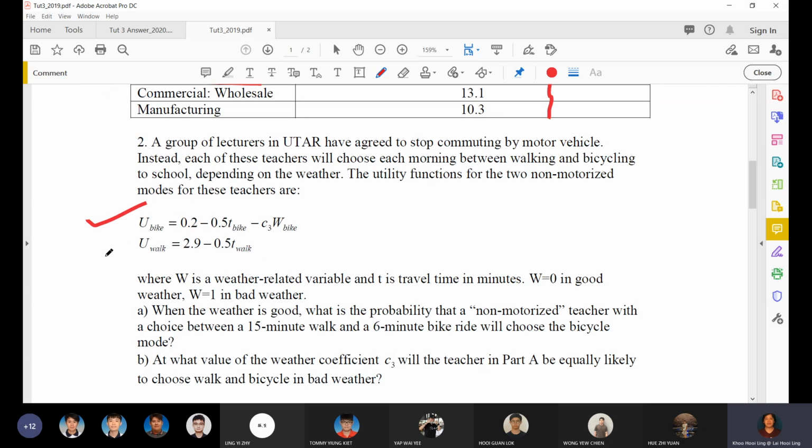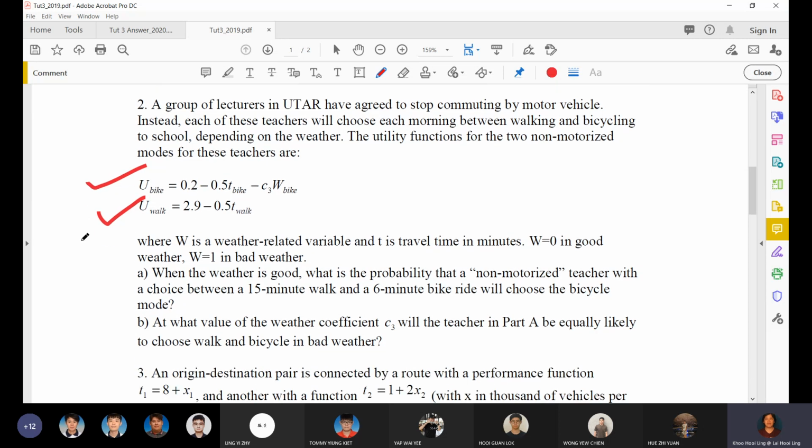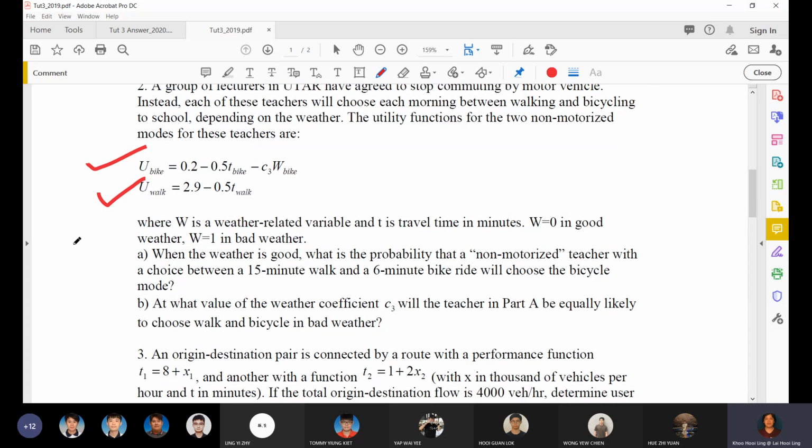This is the utility for biking. This is the utility for walking. Where W is a weather-related variable and T is the travel time. W is 0 if good weather, W is 1 if it is bad weather. Okay, when the weather is good, what is the probability that a non-motorized teacher with a choice between a 15-minute walk and a 6-minute bike ride will choose the bicycle mode? So weather is good, W is 0, so this term will cancel off. We only have 0.2, so these two.